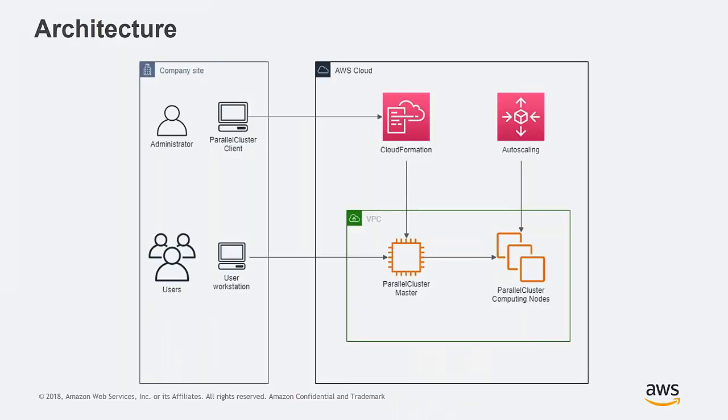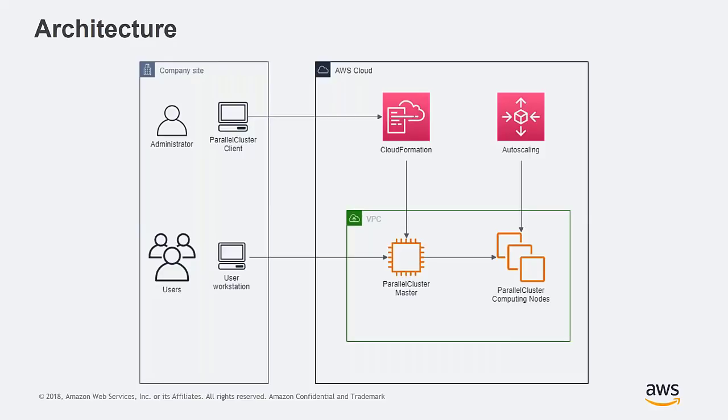This is the high-level architecture of the product. The idea here is to basically decouple the administrator view from the user view. So we want, as I said before, the user to be able to interact with ParallelCluster like in a traditional on-prem cluster. But at the same time, we also want to give the administrator the possibility to configure and optimize the deployment on AWS. For this reason, the ParallelCluster architecture is composed of three different elements. We have the ParallelCluster client, the ParallelCluster master, and the ParallelCluster computing nodes.